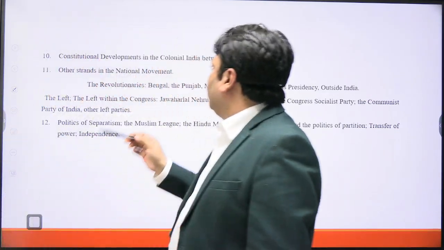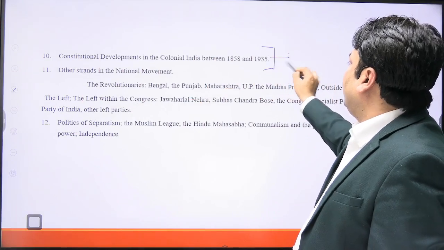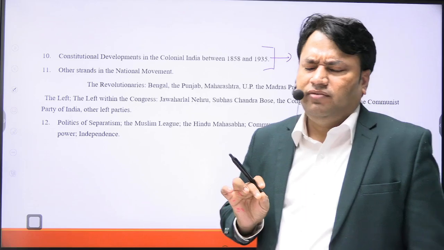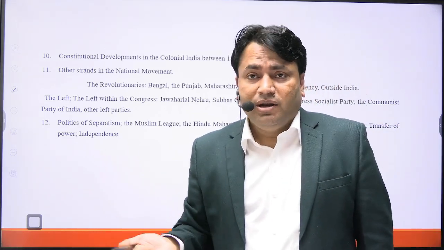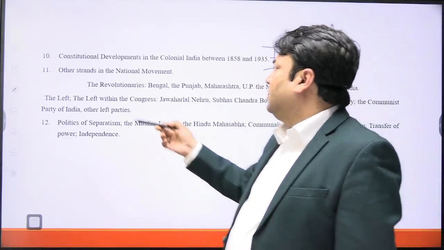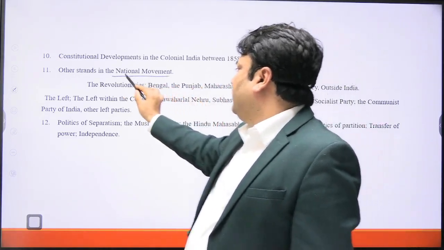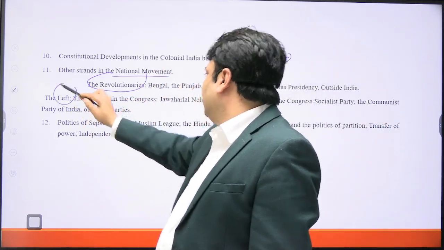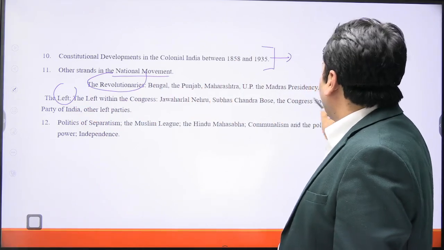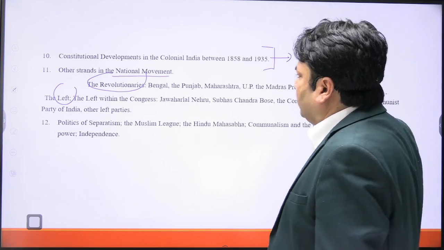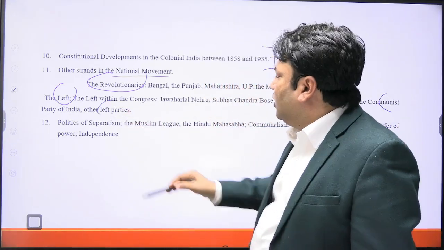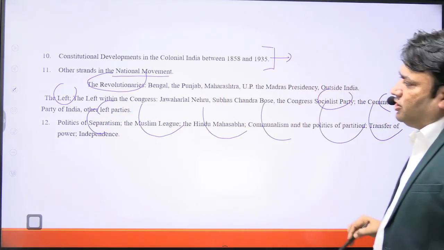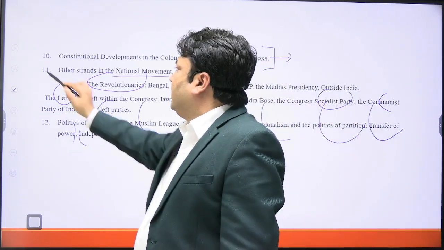Now the constitutional development in colonial India between 1858 and 1935. This topic is also extremely important for those students who are going to appear in the prelims examination, so do keep this in mind. Other strands of the national movement, particularly here, it's talking about revolutionaries. It's talking about the left, and also the Socialist Party, Communist Party of India, the other left parties, the politics of separatism, Muslim League, Hindu Mahasabha, communalism, politics of partition, transfer of power, independence.